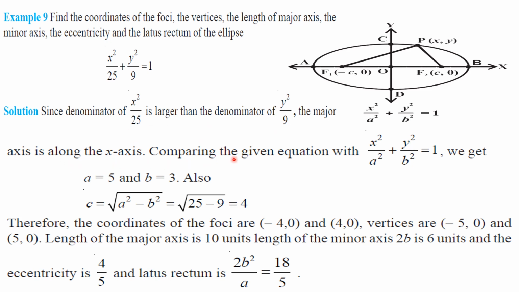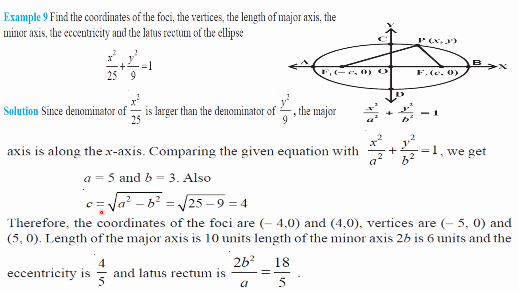Right. Comparing the given equation with x square by a square plus y square by b square is equal to 1, we get a is equal to 5. Here this is the a square value, so what is the a value? 5. And this is the b square value, so b is equal to 3. Understood this step, my children?